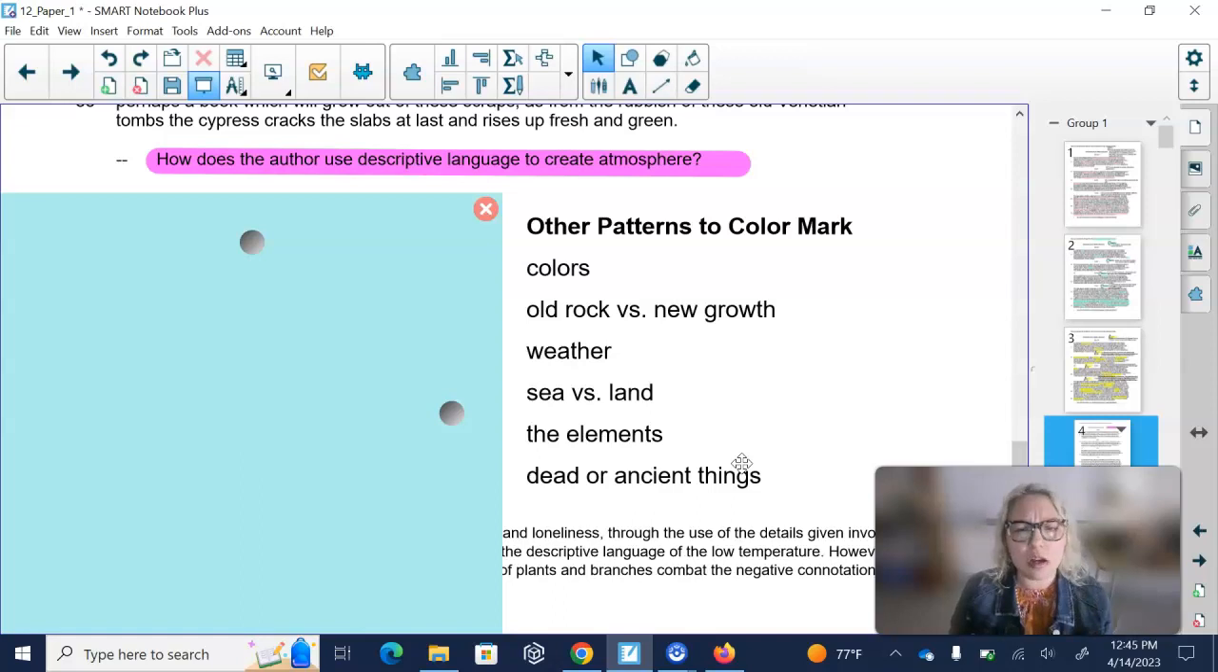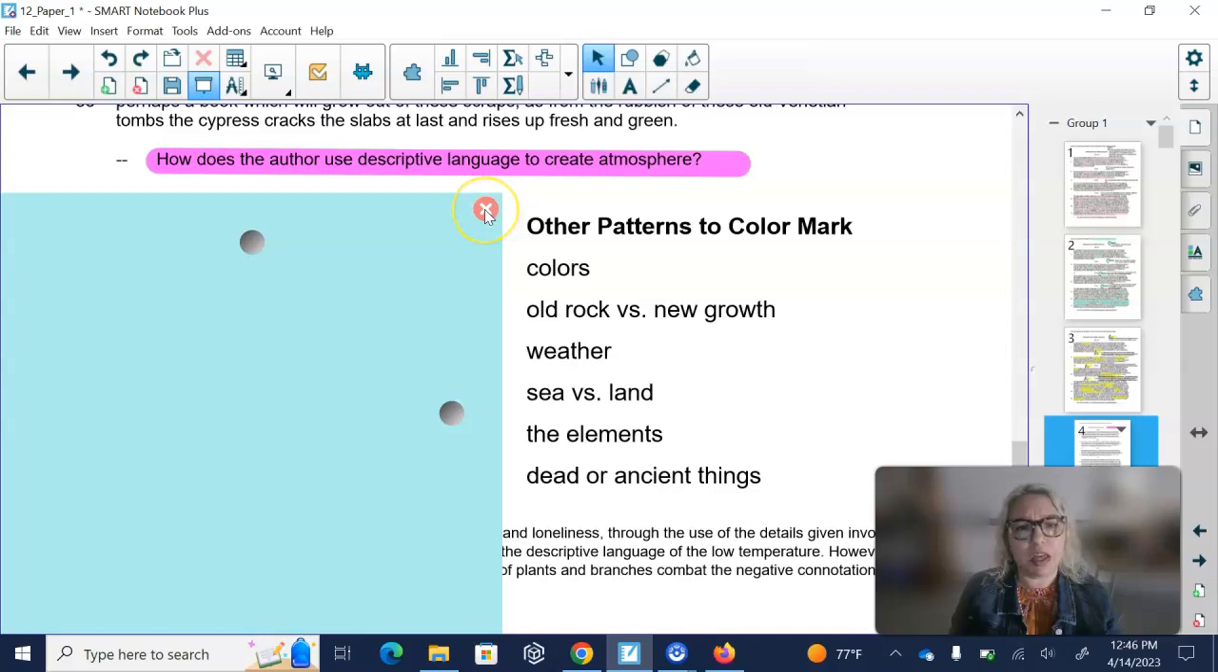Now, when you start color marking, you're just going to look for something like this. And then as you go, you're going to decide what kind of significance it creates, right? What kind of pattern you have. And then at the end, you'll make some claims, a debatable claim and a non-debatable claim that will attach some meaning to it. Let me show you what I mean.